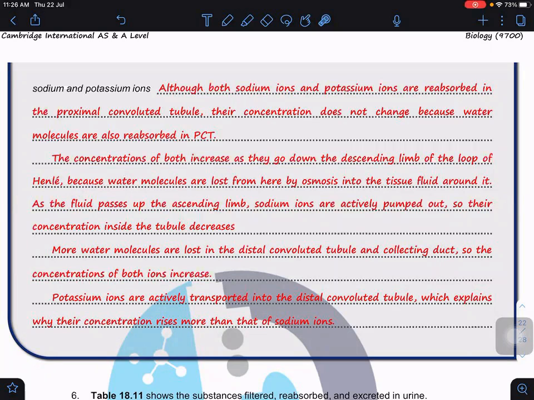And because we do know that the DCT and collecting ducts will reabsorb more water molecules, both of them increase in terms of their relative concentration, but potassium is higher because we actively transport it into the distal convoluted tubule. This is a tubular secretion, which explains why the concentration rises more than that of the sodium ions.